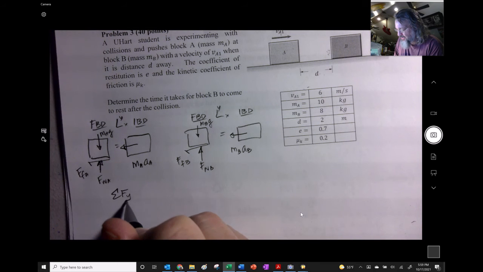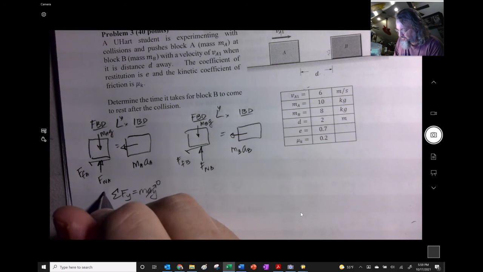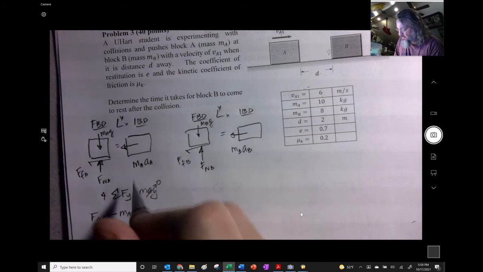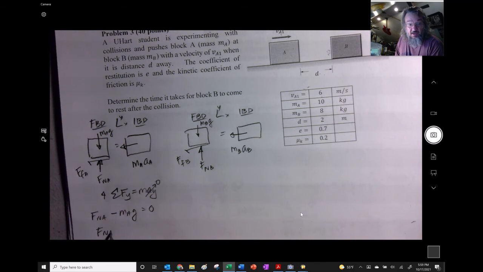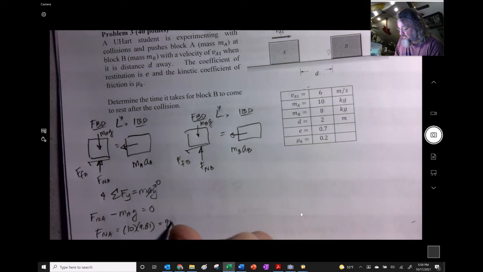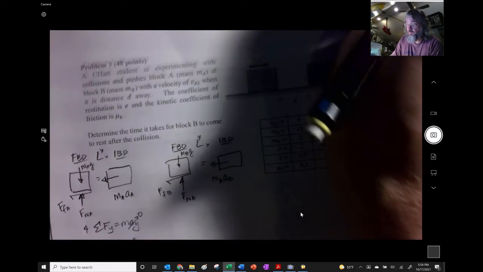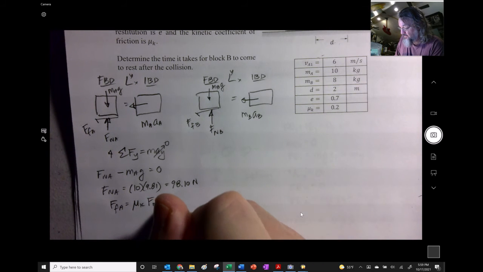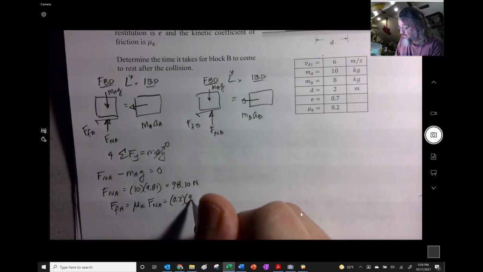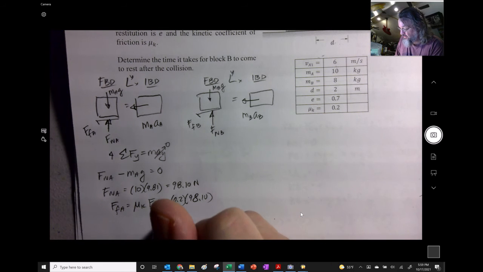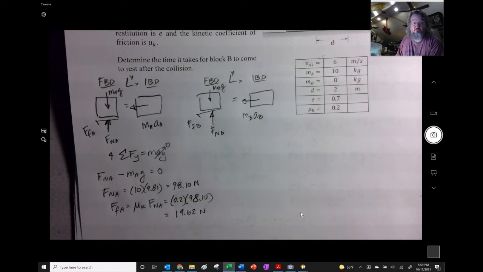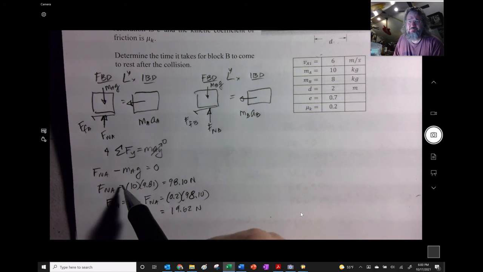Maybe I don't know. Sum of the forces in the y direction equals mass times acceleration in the y direction. Here, I'll do it right underneath this thing, and so we get F_NA minus m_A g, nothing else going on, equal to 0. So F_NA is just going to be m g, which is 10 times 9.81, which equals 98.1 newtons. So we can get what the friction force is going to be. The friction of A is the kinetic friction coefficient times F_NA, or 0.2 times 98.1, and we're left with 19.62 newtons.